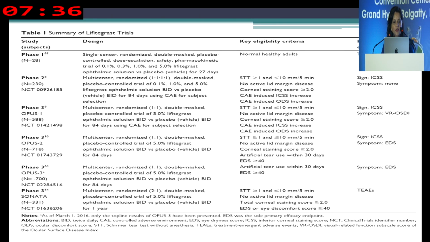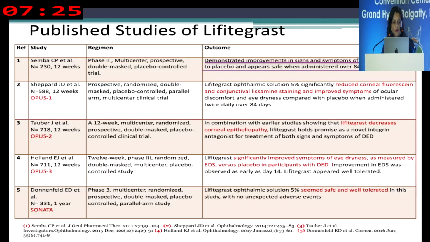And this is the summary of the Lifitegrast trials. Phase 1, Phase 2, Phase 3 studies have already been done, and they are by the name of the OPUS trials. And if you look at the studies which are published in literature, Lifitegrast in its multicentric trial has shown improvement in the signs and symptoms of dry eye. It reduces the corneal fluorescein and conjunctival lissamine staining, and also has been shown in a large number of cases to decrease the corneal epitheliopathy.